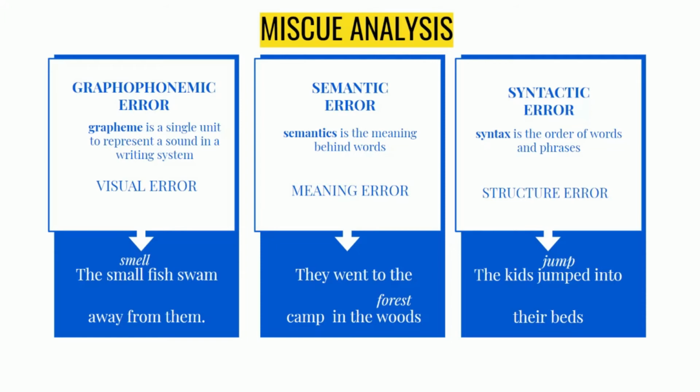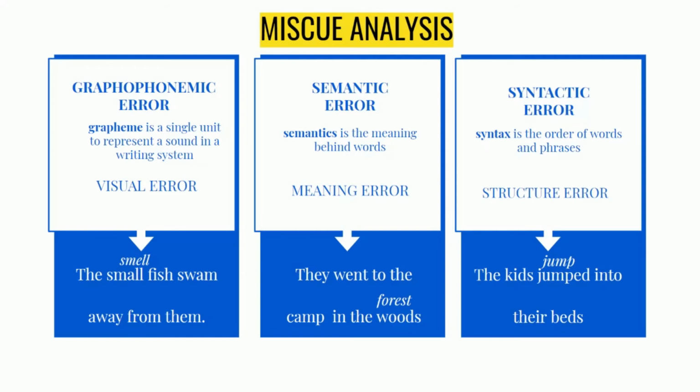So the first one would be graphophonemic error. So a grapheme is a single unit to represent a sound in a writing system. On a running record, they might label it as a visual error. So, for example, let's say you provide the student with a sentence that says the small fish swam away from them. And instead, they said smell instead of small.